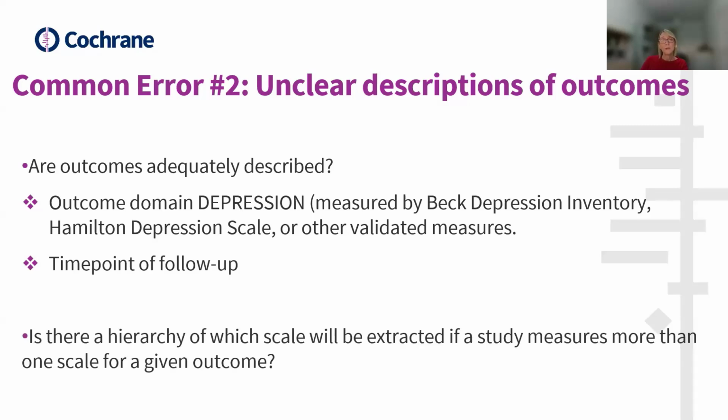When there's more than one measure for a given outcome domain in an included study, authors should consider prioritizing which measure they're going to use, to provide a hierarchy of measures to avoid the possibility of selection bias and unit of analysis issues. So, for example, in one included study, there may be multiple scales of quality of life. Authors should consider which is the most important of these to include.